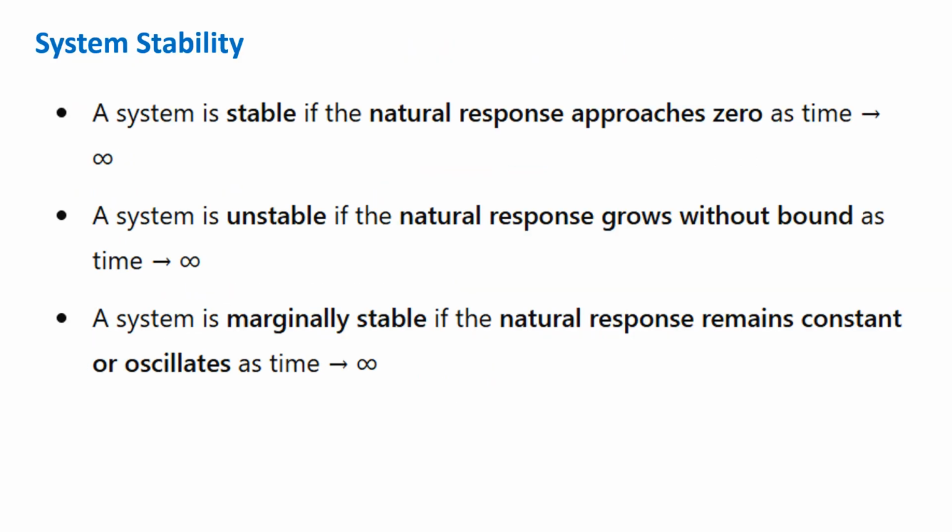So in general, a system is stable if the natural response approaches zero as time approaches infinity. A system is defined as unstable if the natural response grows without bound as time goes to infinity. And a system is marginally stable if the natural response remains constant or oscillates as time approaches infinity.